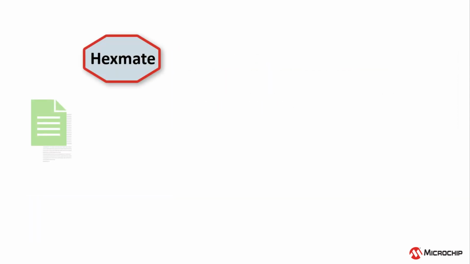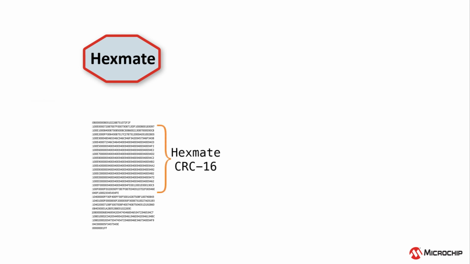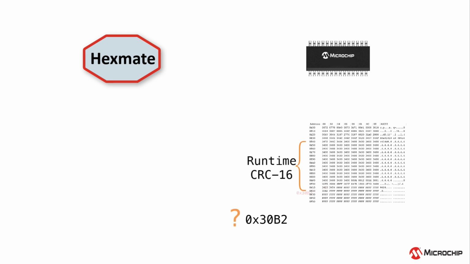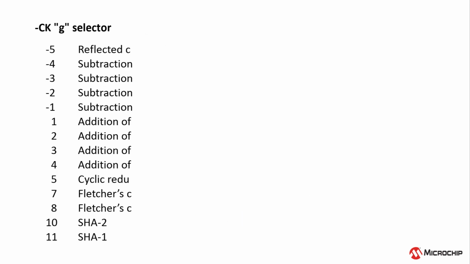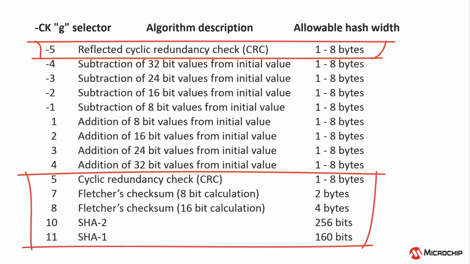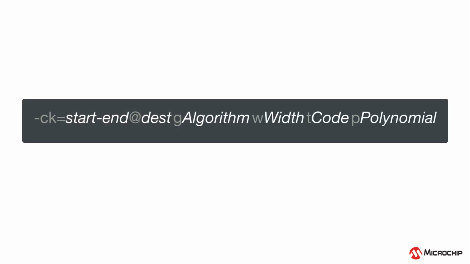Hexmate is commonly used for code verification purposes. It can insert a hash value calculated over data within a specified address range. This hash can be compared to that calculated on the device at runtime to ensure the program image is valid. The dash CK option allows selection of the hash algorithm, such as simple checksums, to more robust but computationally demanding CRC and SHA algorithms. This option has many additional arguments, but those commonly used include the start and end address over which the hash is calculated, the location where the hash is to be stored, the desired hash width, a trailing code, and the CRC polynomial value when relevant.